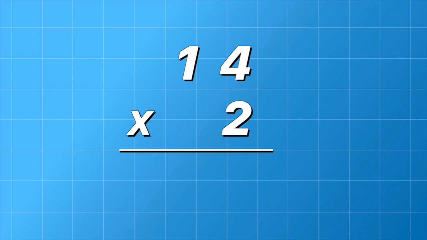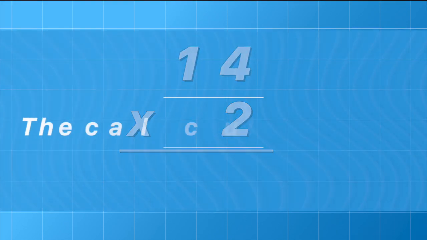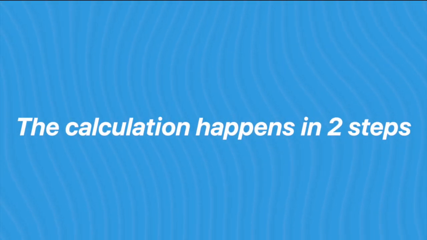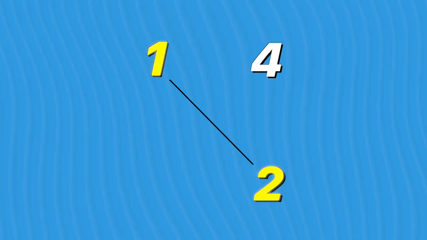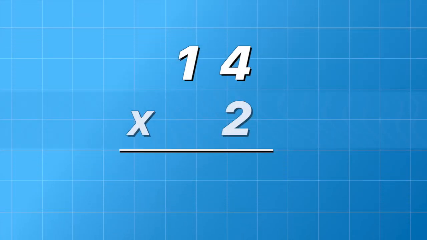When multiplying a one-digit number by a two-digit number, the calculation happens in two steps. First, we multiply the smaller of the two numbers, here 2, by the unit, which is 4. Then, we multiply 2 by the 10, which is 1. So let's start with 2 times 4.